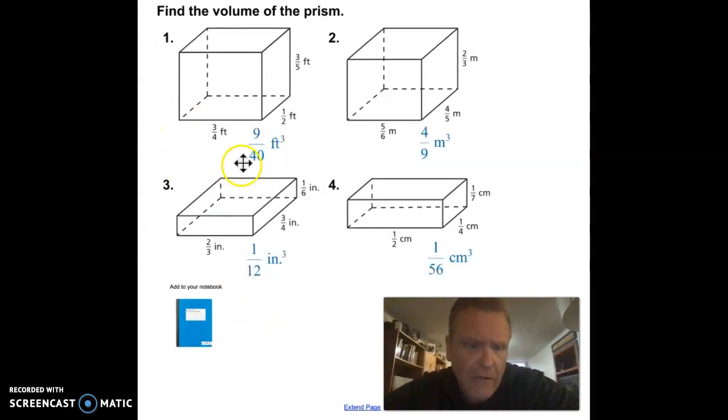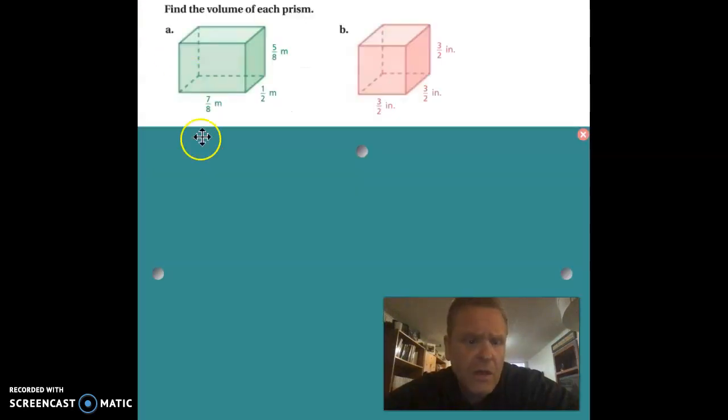Okay, so after completing that work, here's what you should have: 9/40, 4/9, 1/12, and 1/56. And those are all in units cubed. Now we're cubed because we're working with 3 dimensions, so make sure you're keeping that straight as well. All right, so here's another place for you to practice. Go ahead and do that. Do this in your notebook, and then I'll have answers for you in just a second.